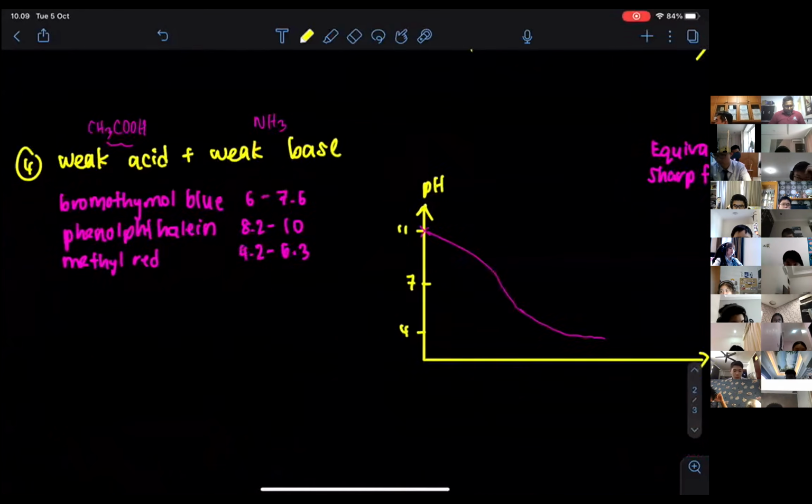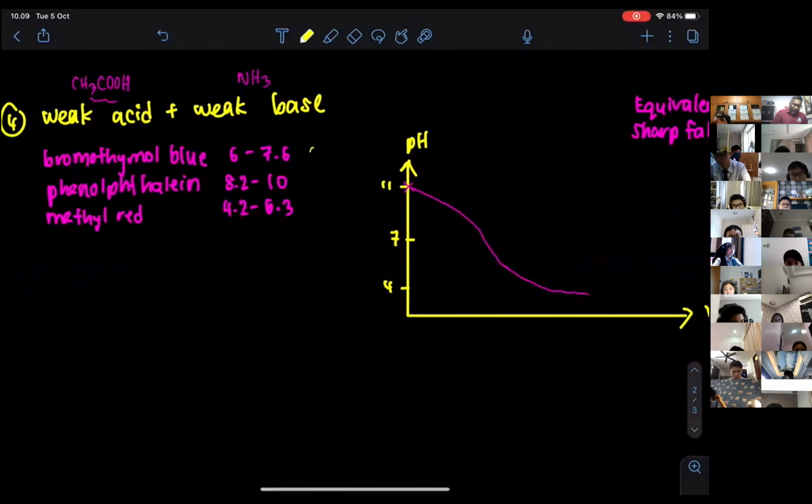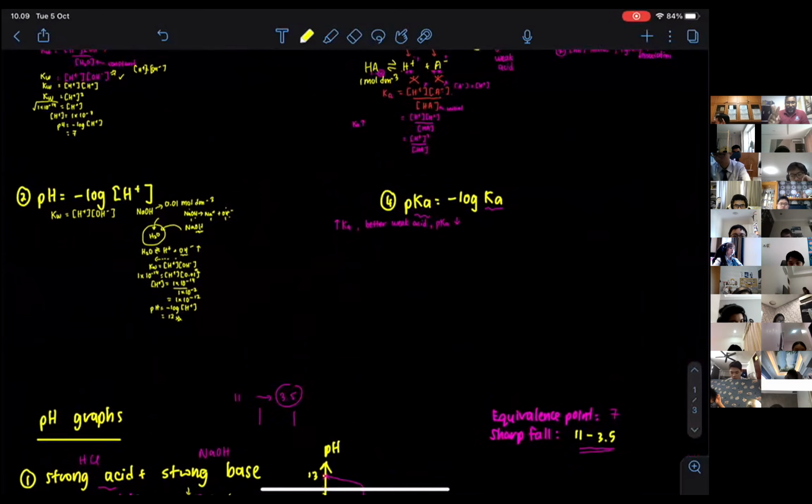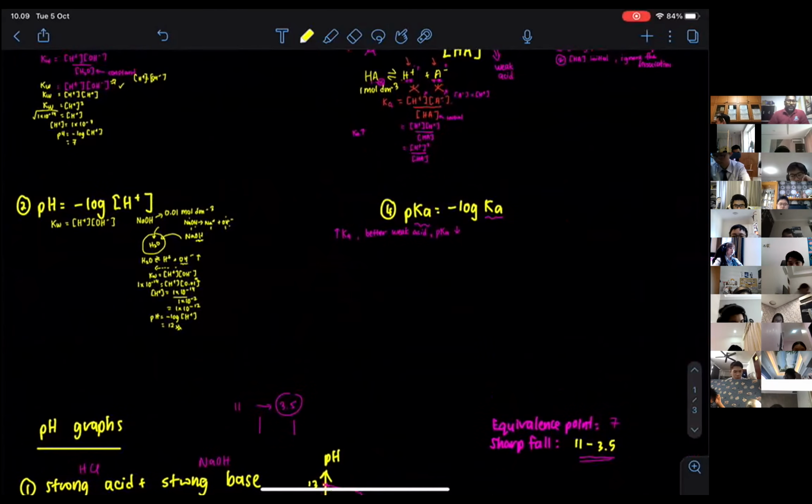So if you have the last one, you don't use any indicator, because there is no sharp fall. You can never get the endpoint. What is endpoint? I'll just tell you what is endpoint and equivalence point. The two concepts are different. Endpoint is going to show the volume being added at the point where the color change of the indicator is going to happen.